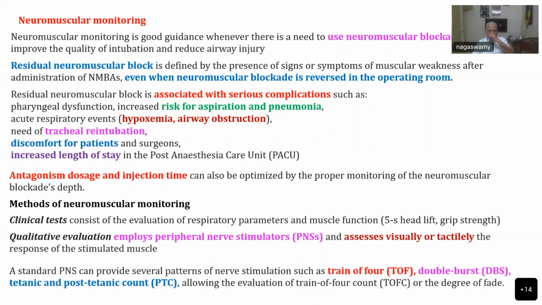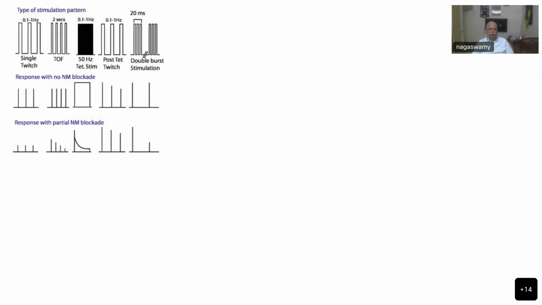For qualitative evaluation, we use what is called the peripheral nerve stimulator, which provides several patterns of nerve stimulation like train of 4, double burst, tetanic, post-tetanic count, and evaluation of the train of 4 for degree of fade also. Now you can just draw a few diagrams like this and complete your answer for each type of stimulation, single twitch, train of 4. All these are available in all the books. So you can just draw this so that you need not write in detail and waste your time.